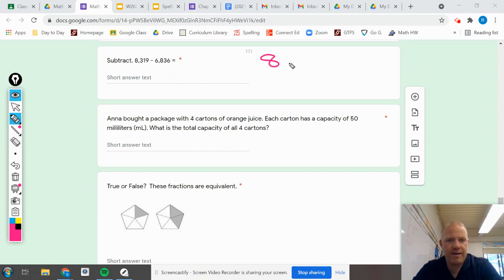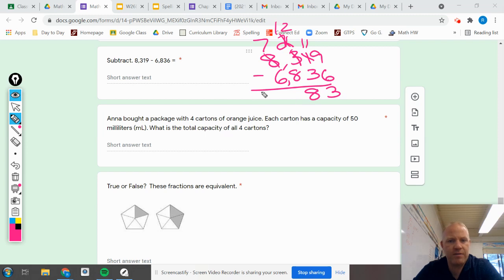So we have 8,319 minus 6,836. And that brings us to 9 minus 6. You cannot take 3 minus 1 or 1 minus 3, so you have to borrow. The 3 becomes a 2, and the 1 becomes an 11. 11 minus 3. Then 2 minus 8 you can't do, so you have to borrow from the 8, becomes a 7, and the 2 becomes a 12. Now you can subtract straight down, put your final answer right there.